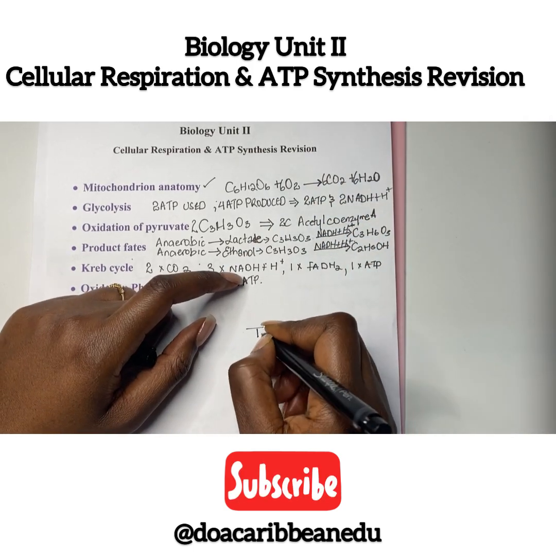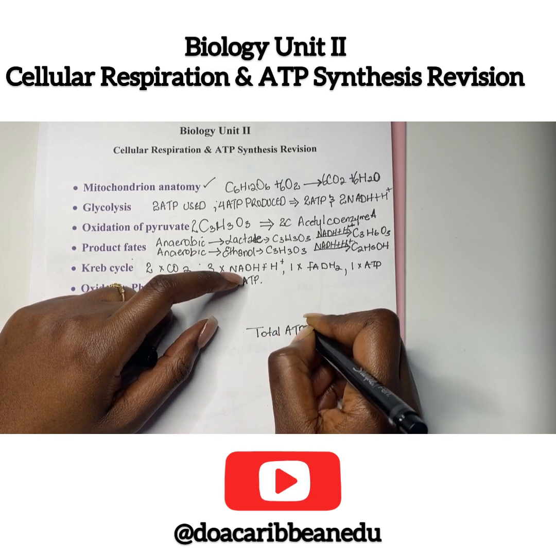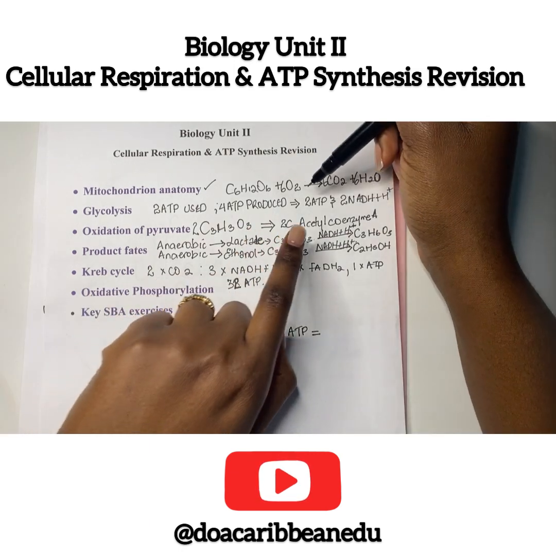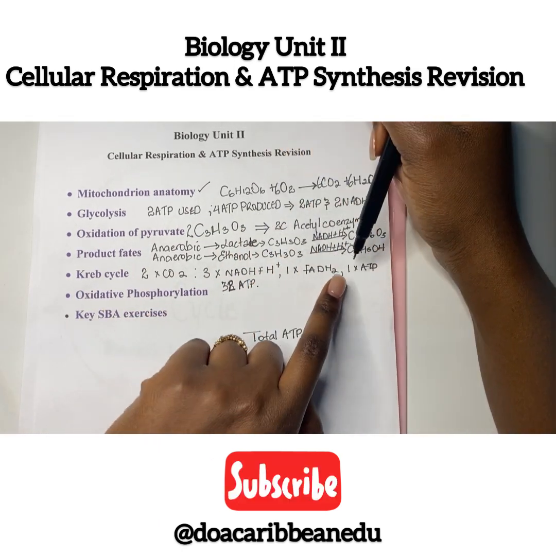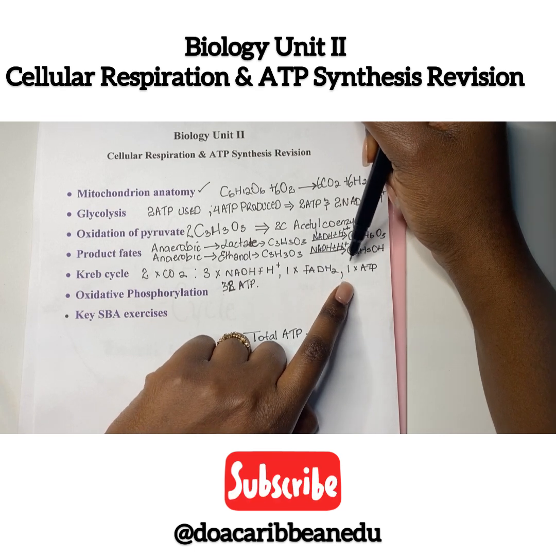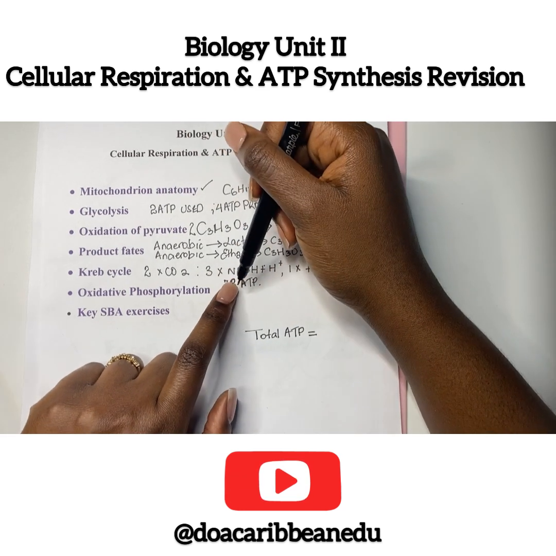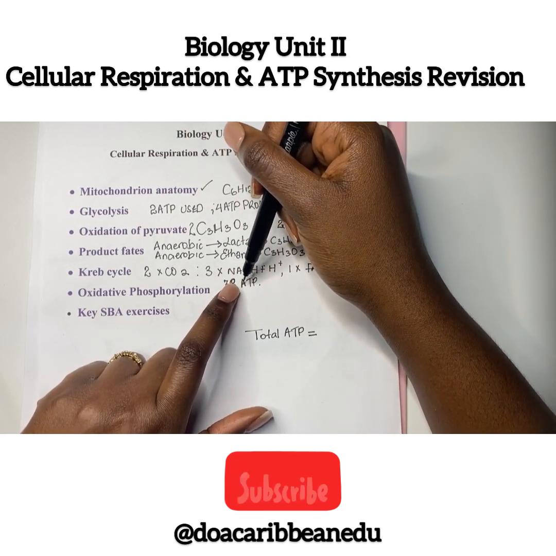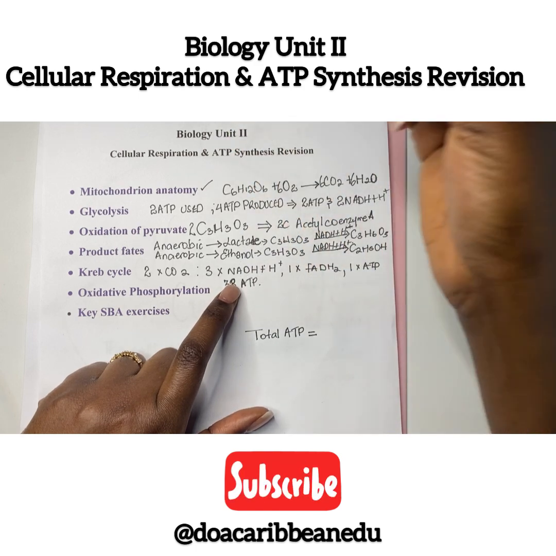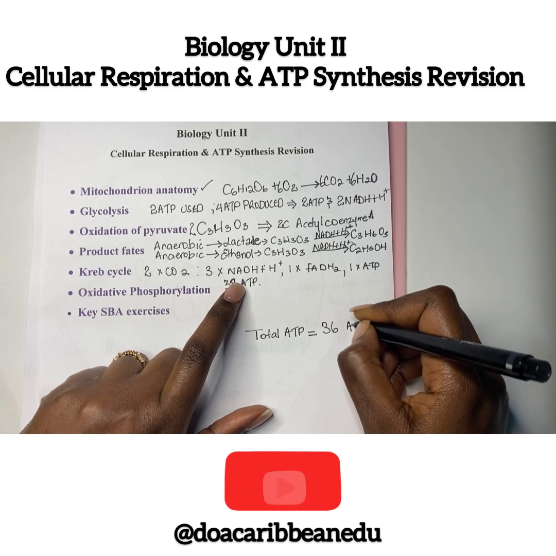So let's add our total ATP. We got 2 ATP from glycolysis. We got 2 ATP from the Krebs cycle because the cycle occurs twice. So that's 4. And we had 32 from oxidative phosphorylation. So this should give us a whopping 36 total ATPs.